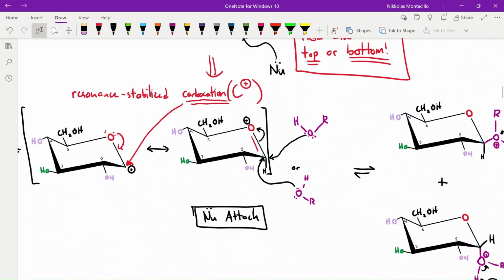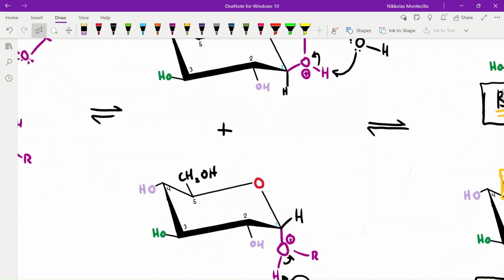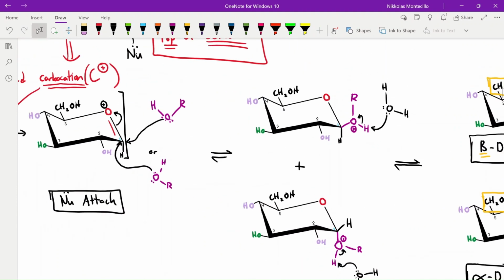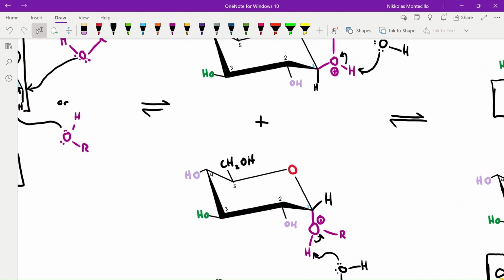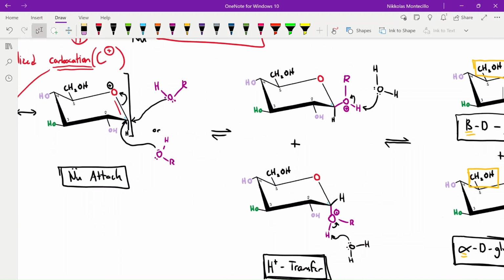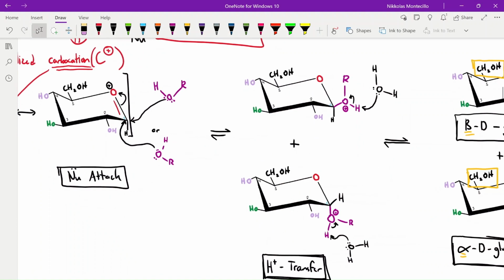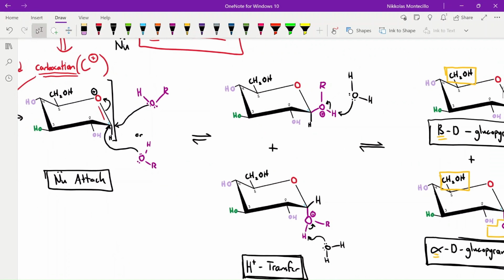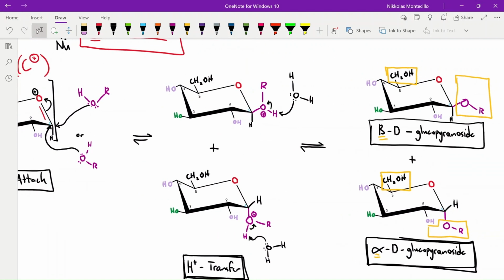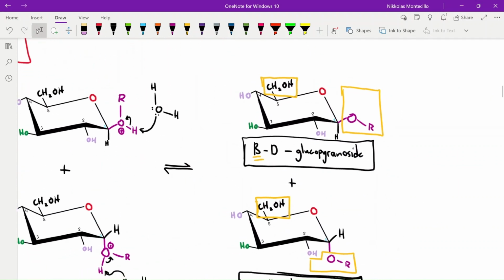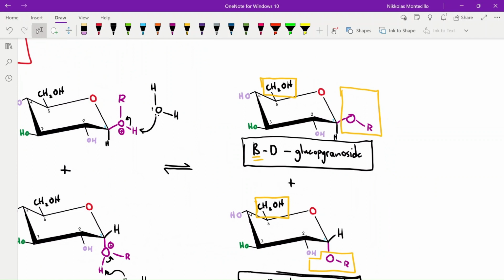Right. Once that happens, we have the formation of an oxonium ion, or an alkoxy group that's currently protonated. And what needs to happen is a second proton transfer, where the oxonium ion is deprotonated by, in this drawing here, a water molecule, but it could also be from a deprotonated acid, where the acid becomes reprotonated, and what results are two stereoisomers.